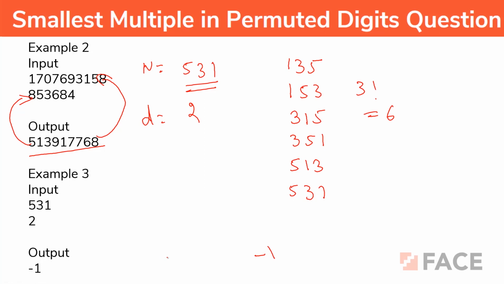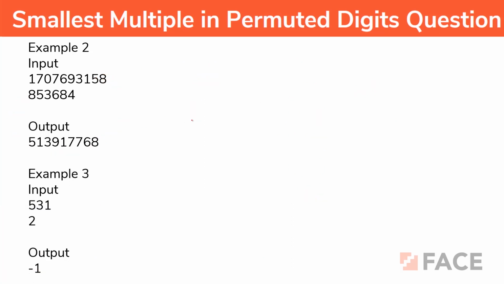I hope you are clear with the question and the test cases. Now let's try to write the algorithm for this. Algorithm to write the program. So what do I have to do? Get input values of type long int, because the constraint is 10 power 12. So I have to get the input values of type long int.